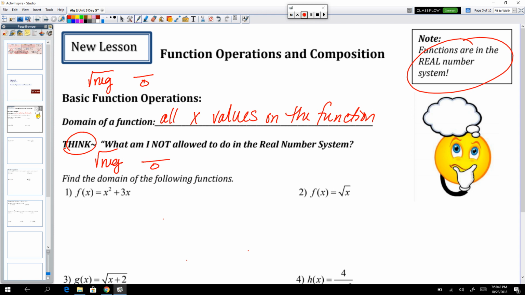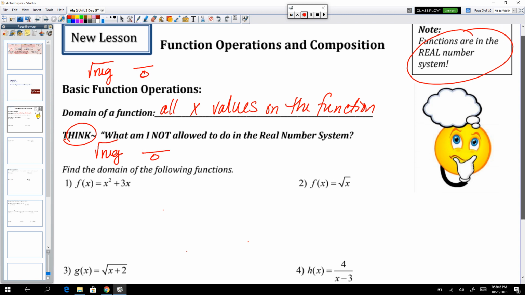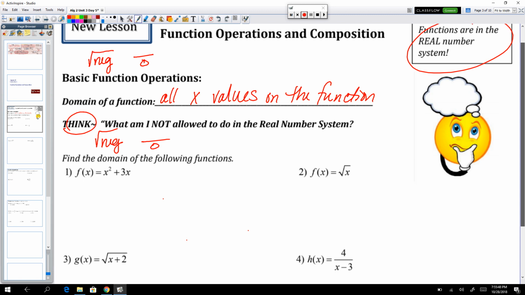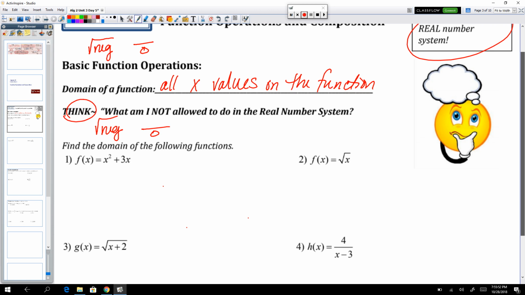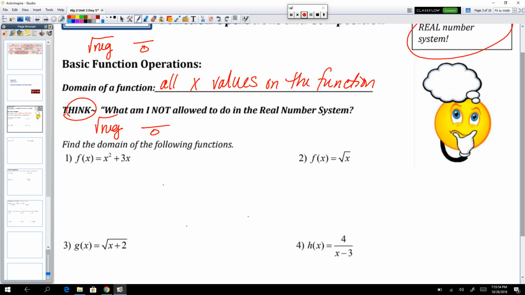If there's an input of x, if there's something that x can be that will cause the square root of a negative or division by 0, we need to say the domain can't have that in the domain.